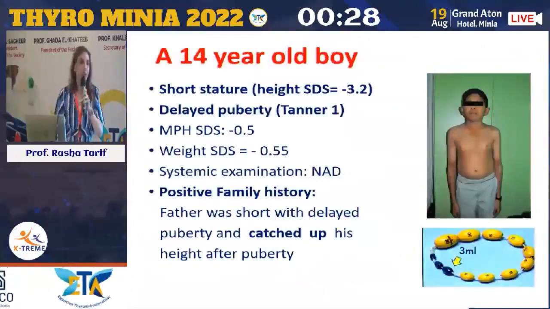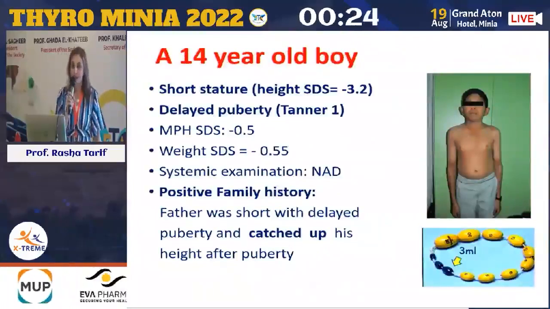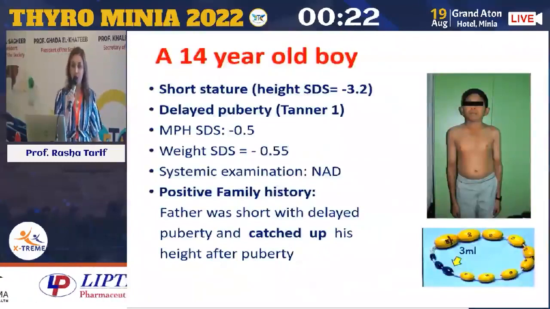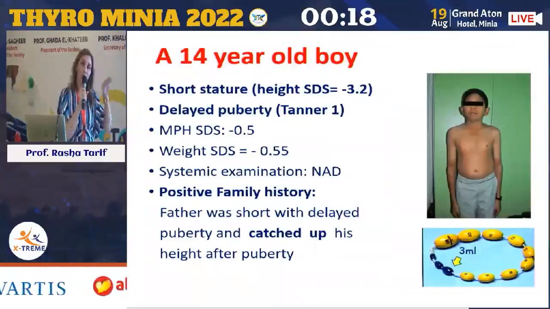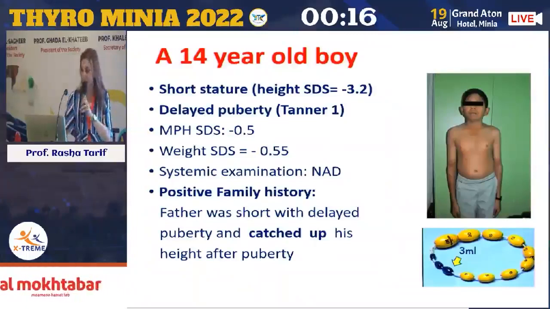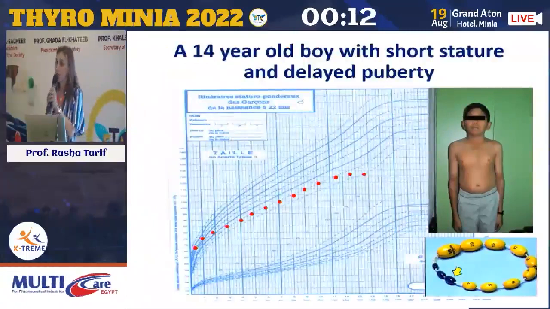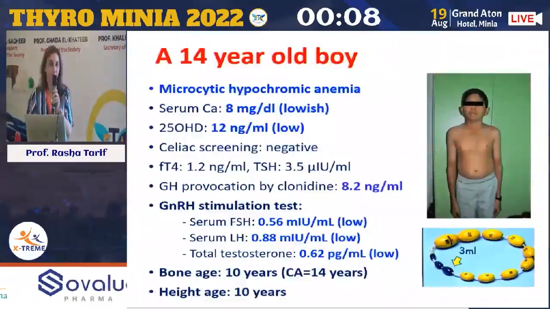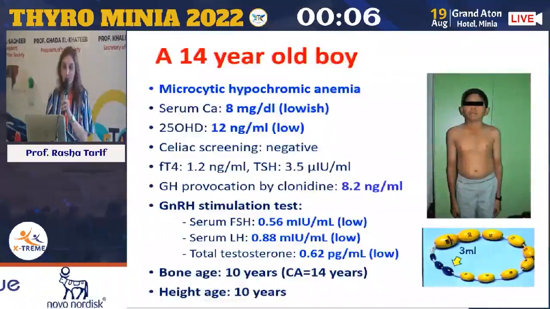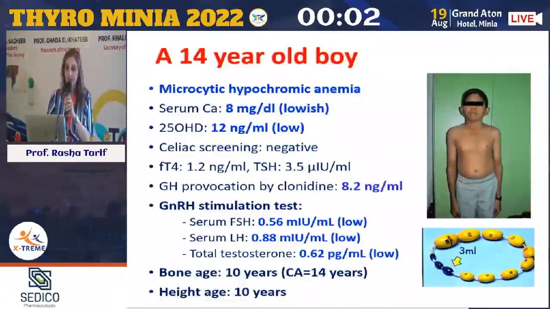This is another very common scenario that we see at our clinic. This is a 14-year-old boy with short stature and delayed puberty. His father gave a history of being very short in childhood and catching up spontaneously. This is the growth chart. He was below the centiles and decelerated more at the time of puberty. He was found to have microcytic hypochromic anemia, lowish calcium, and low vitamin D. Celiac and thyroid are normal.